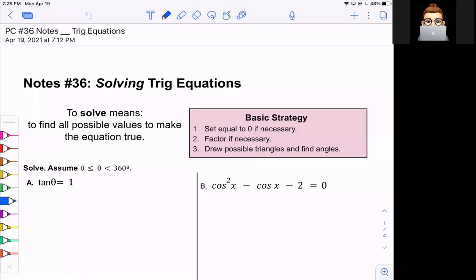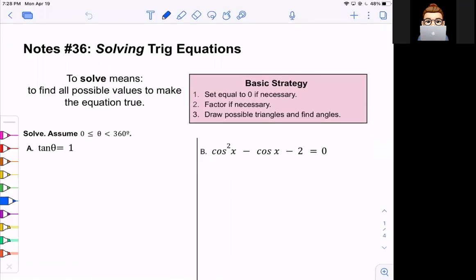Hey y'all, this is Notes 36, solving trig equations. So to solve, we need to find all the possible values that make the equation true. That's our goal for today. We're going to be working with degrees since it says to assume that theta is between 0 and 360 degrees, so one full circle.